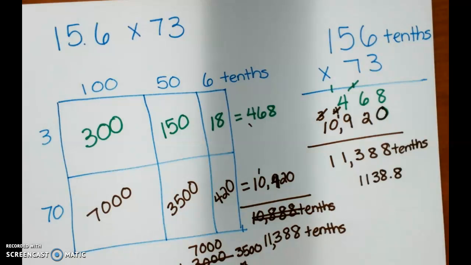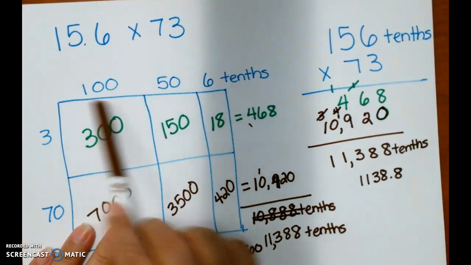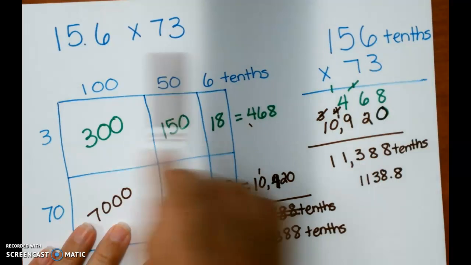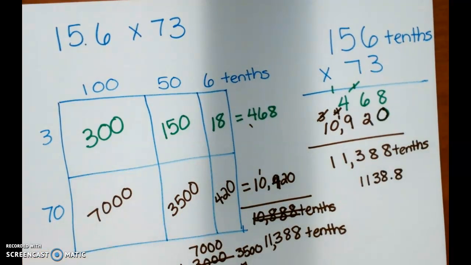So, again, remember, we multiply this number times 10 to get this number or this number, and then we just divide it by 10 again, and we get back to our tenths.